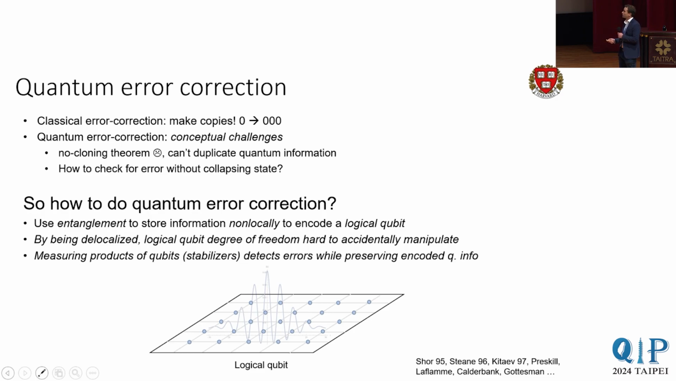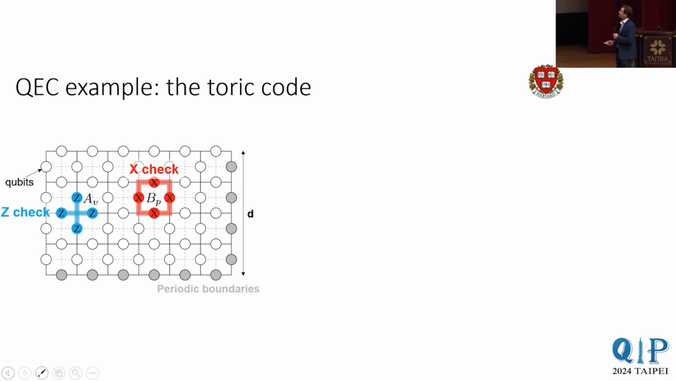And it turns out that we can measure products of qubits, these are our checks or stabilizers, in order to detect errors while preserving the quantum information and not projecting the underlying state. A classic example of this is the toric code invented by Kitaev in '97. It's given here by a lattice of qubits with periodic boundary conditions on a torus.